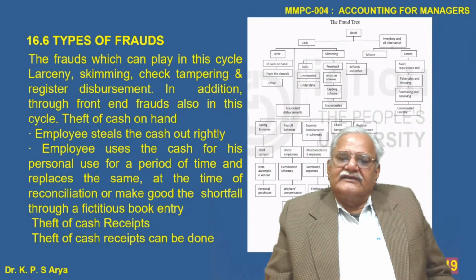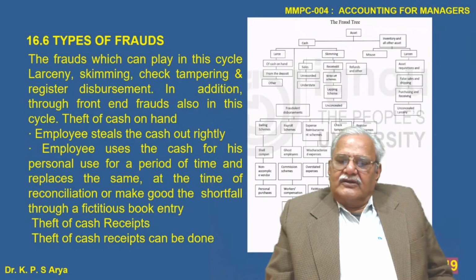The fraudulent disbursements are billing schemes, shell companies, non-accomplice vendors, personal purchases, payroll schemes, ghost employees, commission schemes, workers' compensation, falsified wages. Then another is the expense reimbursement scheme: mischaracterized expenses, overstated expenses, fictitious expenses, multiple reimbursement schemes. Check tampering: forged maker, forged endorsement, altered payee, concealed checks, authorized maker. Register disbursements: false voids, false refunds.